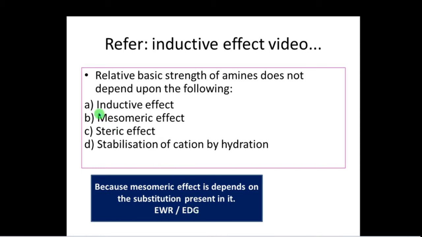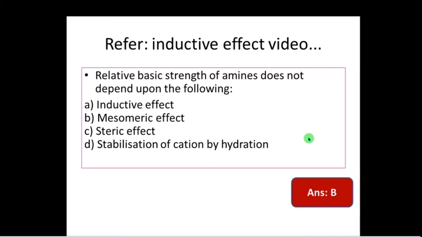So based on that, the question clearly points out that the basic strength of amine does not depend on the effect which is called the mesomeric effect. The mesomeric effect alone does not account for that, but inductive, steric and stabilization all depend on the basic strength. So based on that, option B, mesomeric effect, is the correct one.